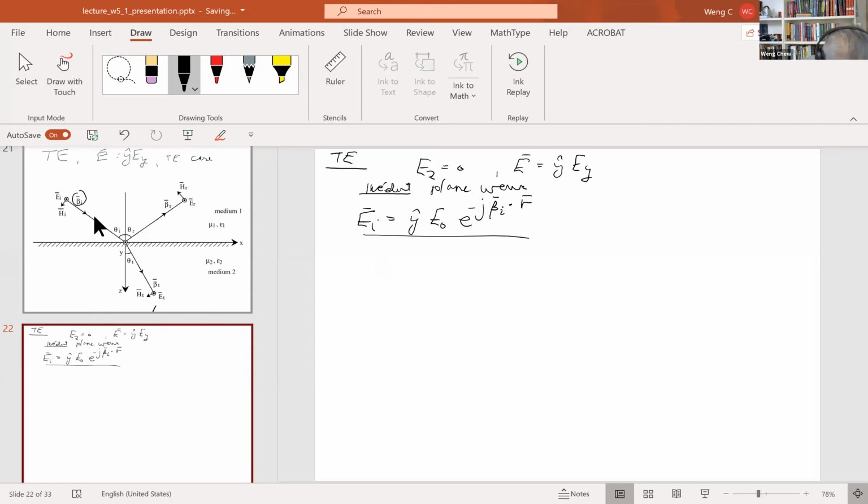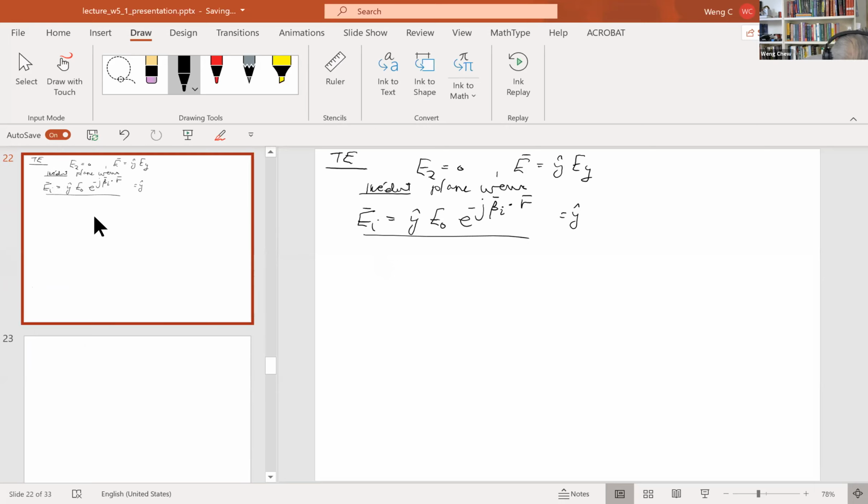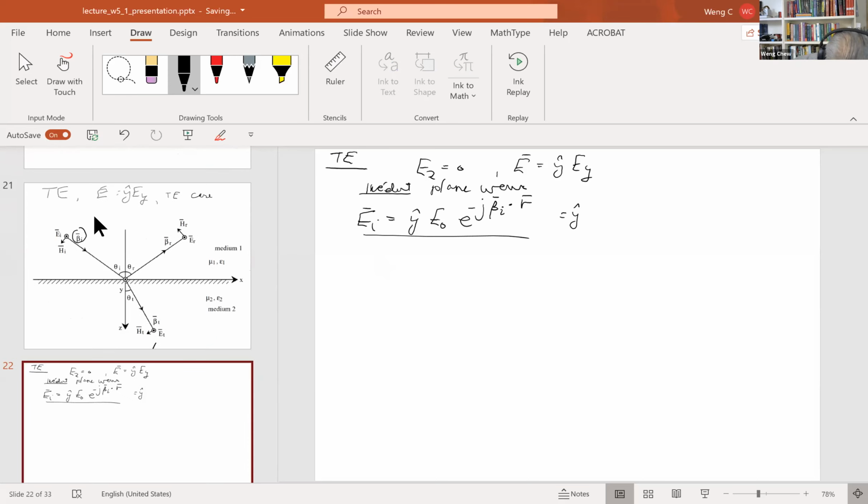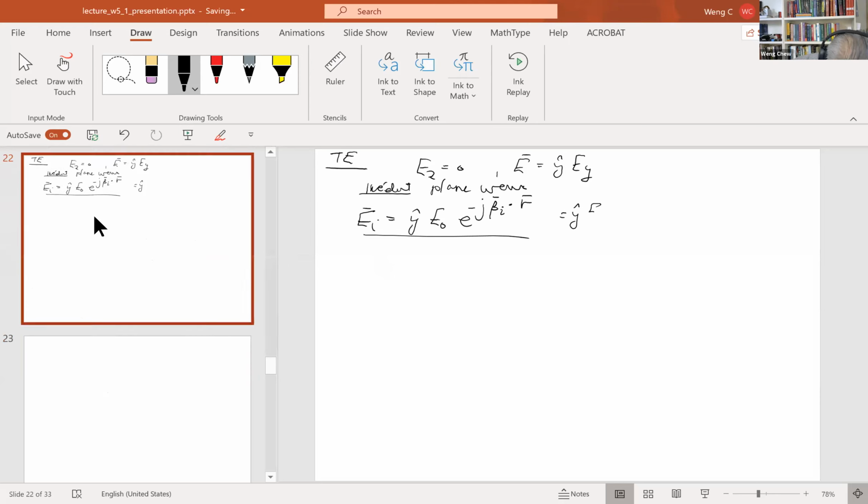If I write it explicitly, it should be E naught e to the minus j beta x x, and then e to the minus j beta z z. Sorry, this should be z. If I write out the exponent explicitly, this is what I should have.